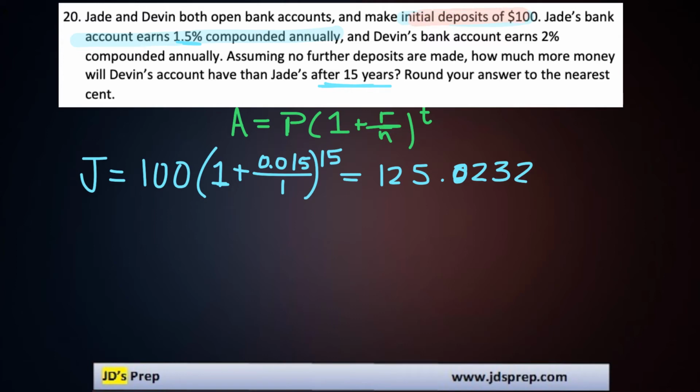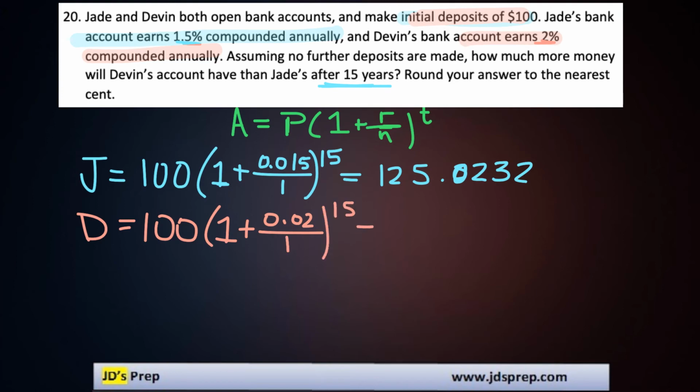Next, let's take a look at Devin. So she also makes an initial deposit of $100, although her account is earning 2% interest compounded annually. So let's write D for Devin. It's going to look very similar. 100 multiplied by 1 plus, now 2% as a decimal, that would be 0.02 divided by 1, and that's also going to be to the power of 15. And that one works out to 134.5868.